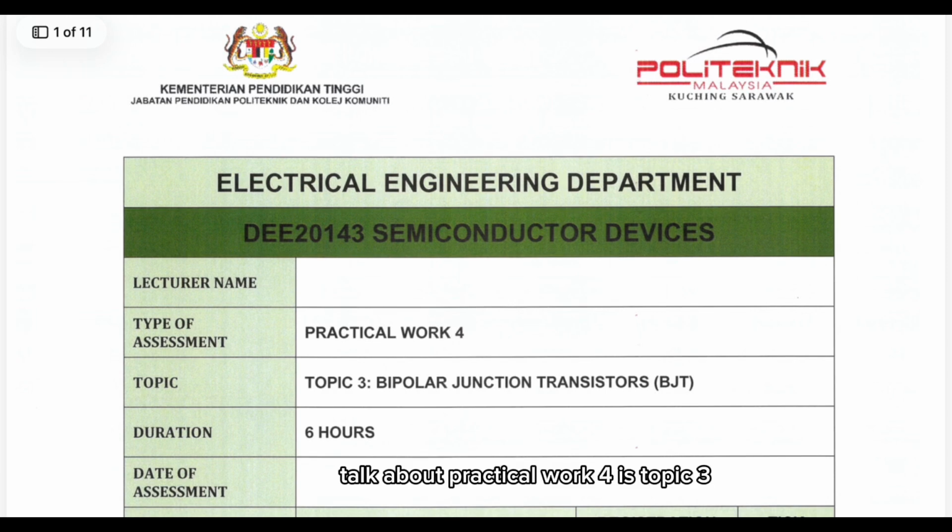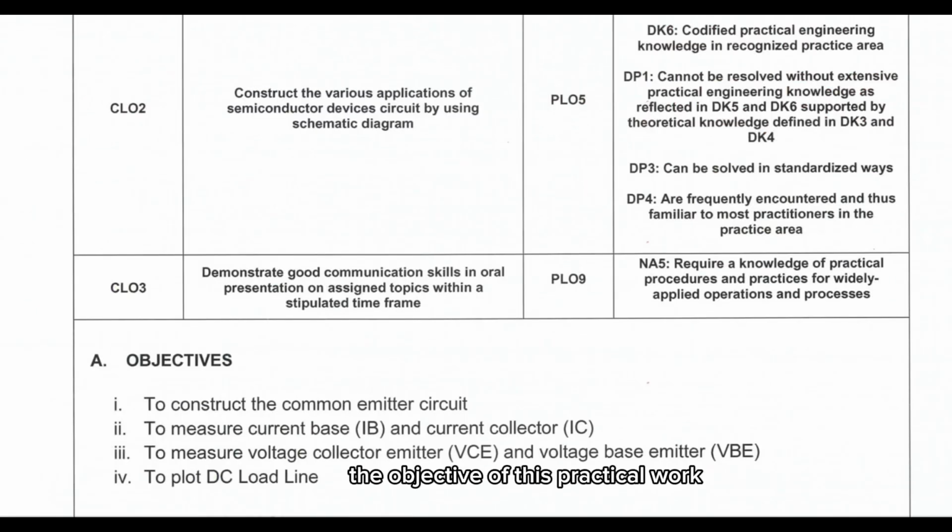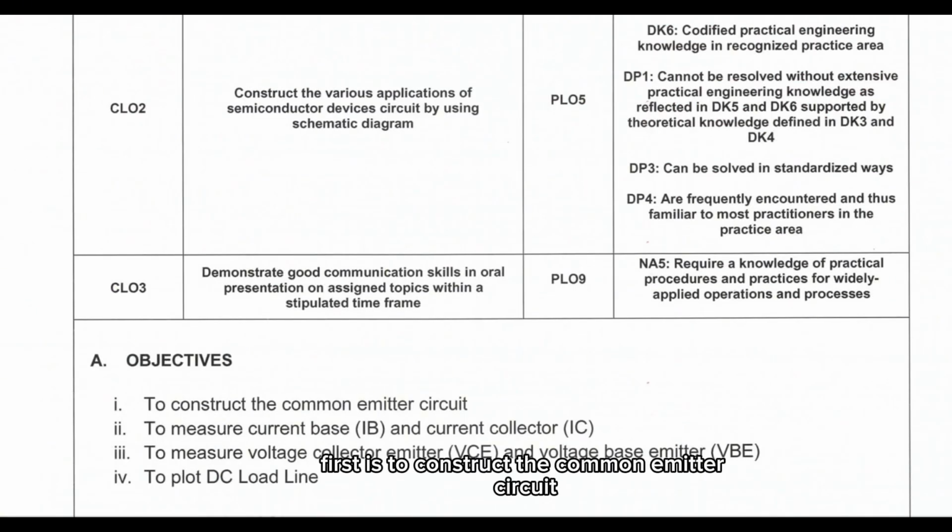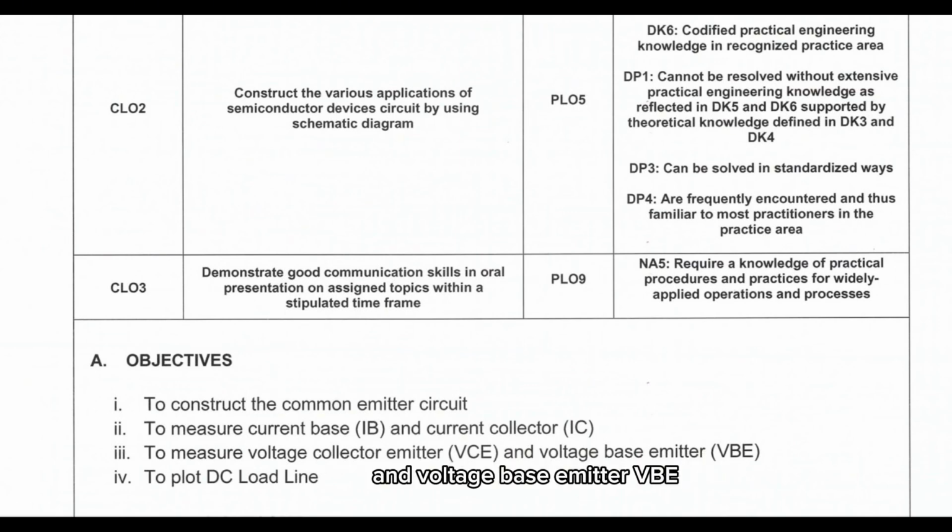Today, we will talk about practical work 4, topic 3, bipolar junction transistor BJT. The objective of this practical work is, first, to construct the common emitter circuit. Second, to measure the base current IB and collector current IC. Third, to measure the collector-emitter voltage VCE and base-emitter voltage VBE. And lastly, to plot the DC load line.